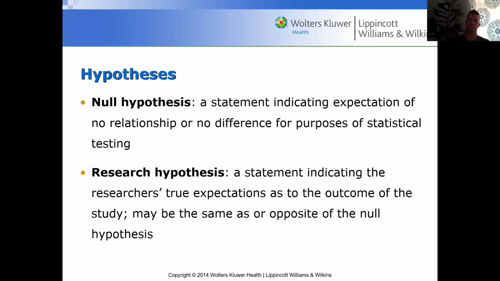So if I was going to test 5 different diets, as long as I'm controlling for calories, I'm going to tell you right now, I haven't, that I believe there's a null hypothesis. I will see no difference, right? Research hypothesis is a statement indicating the researcher's true expectations as to the outcome of the study, may be the same as or opposite of the null hypothesis, right? So I have a null hypothesis when it comes to diets and control of calories.